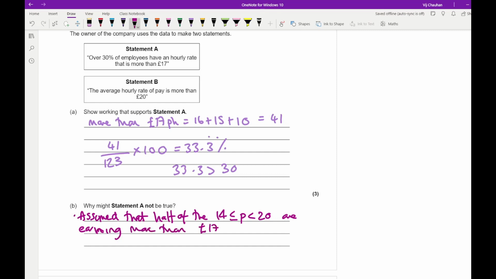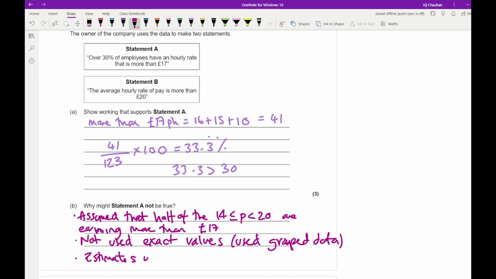You might find that the 32 may be more towards the £14 than £20. We could also say that we've not used exact values because we've used group data. Excuse my handwriting there. And you could also say something along the lines of that estimates were used. And like I said, there's quite a few possible reasons that would get you that 1 mark.